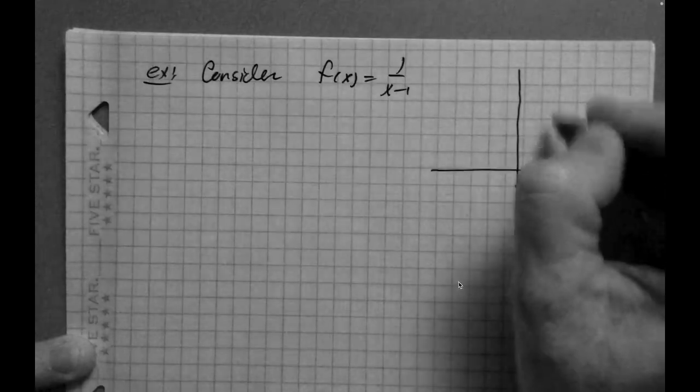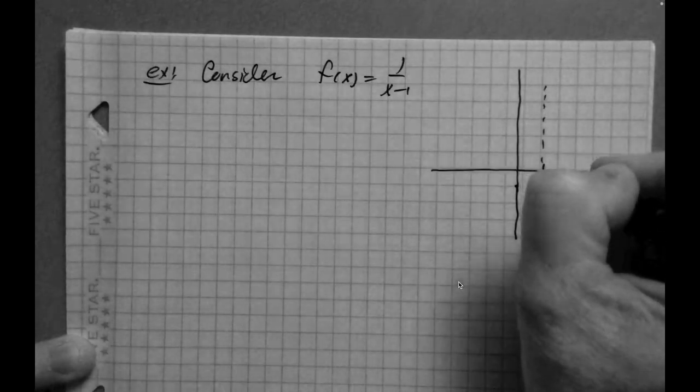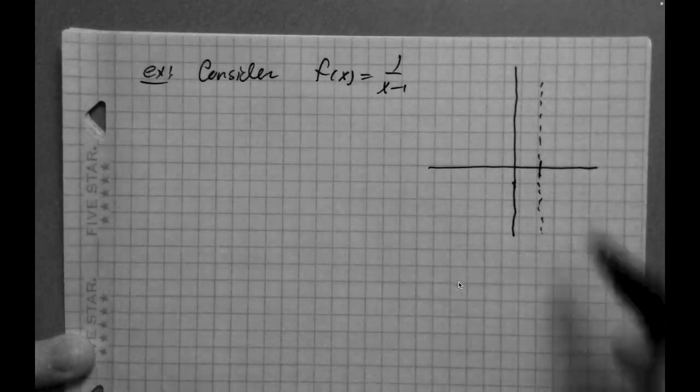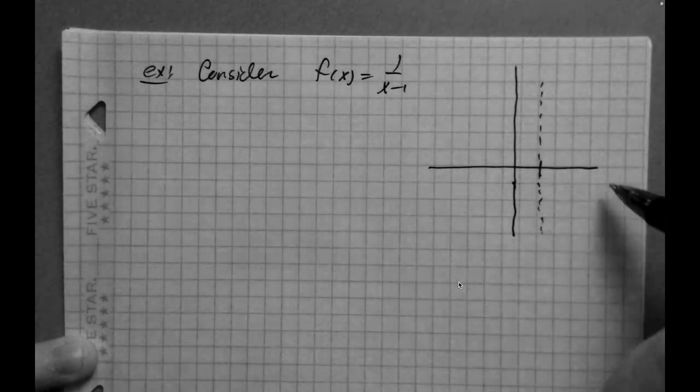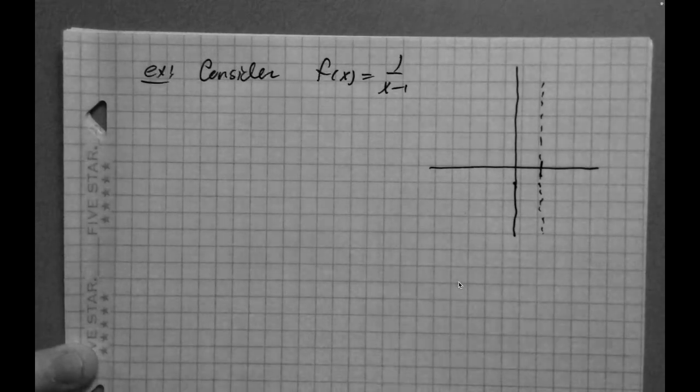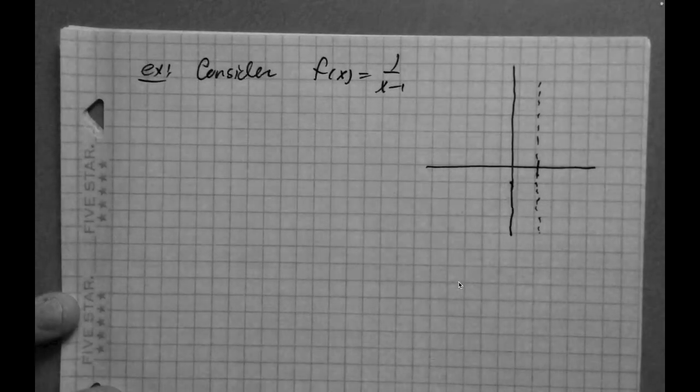So say that's 1. We know we've got some kind of vertical asymptotic behavior here. What we don't know is, does it go up here? Does it go down here? What happens, right? So we don't really know. And so how do we figure that out?